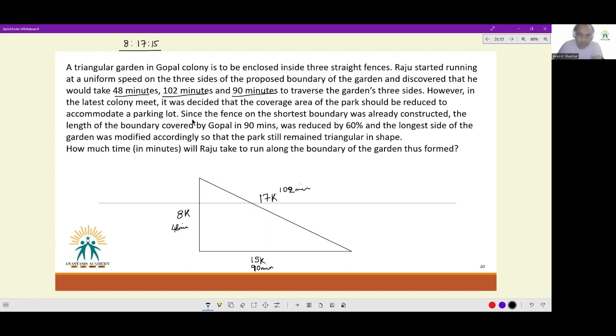Okay. To traverse the garden's 3 sides. However, in the latest colony meet, it was decided that the coverage area of the park would be reduced to accommodate a parking, since the fence on the shortest boundary was already constructed.